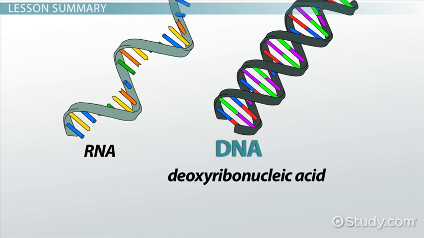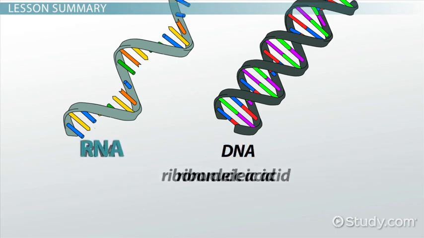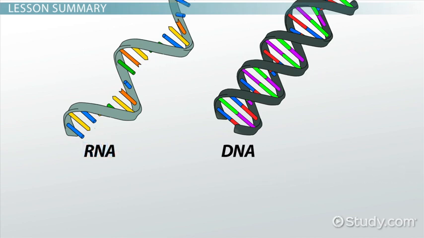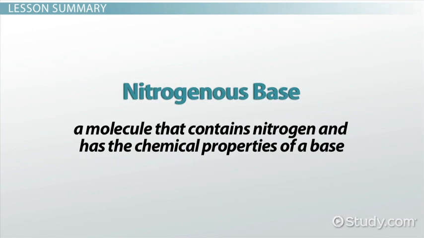DNA, or deoxyribonucleic acid, and RNA, ribonucleic acid, are the building blocks of life that either contain genetic material, DNA, or code, decode, regulate, or express genes, RNA. These building blocks are composed of a phosphate backbone and nucleotides, which are nitrogenous bases attached to the phosphate backbone. A nitrogenous base is simply a molecule that contains nitrogen and has the chemical properties of a base.